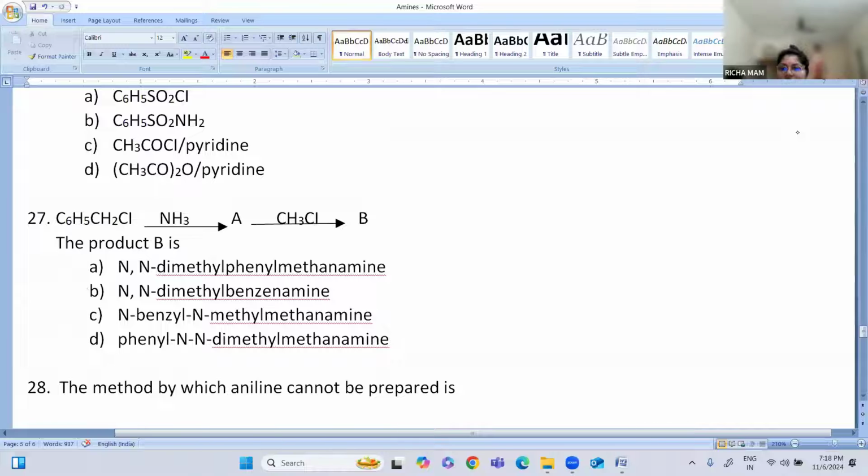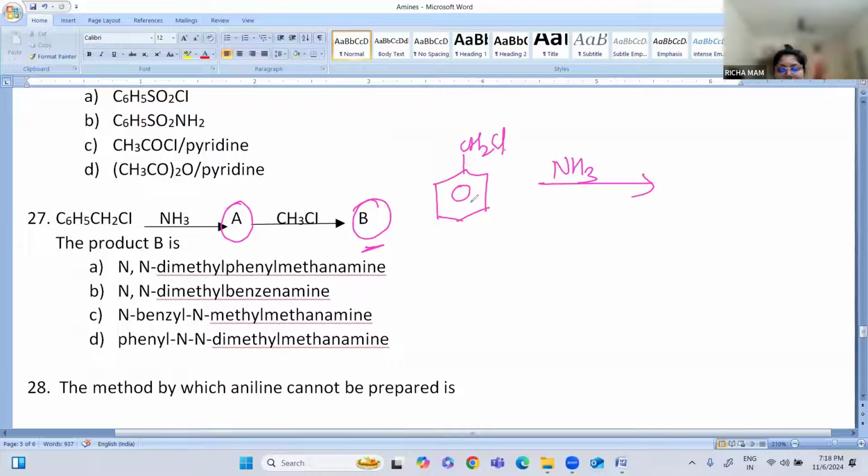Next question. You have a benzyl chloride. I am going to react it with ammonia to give A. A is reacted with methyl chloride to give B. They have asked what B is. Follow the reaction. Benzyl chloride, when you react it with NH3, the Cl will be replaced by NH2.